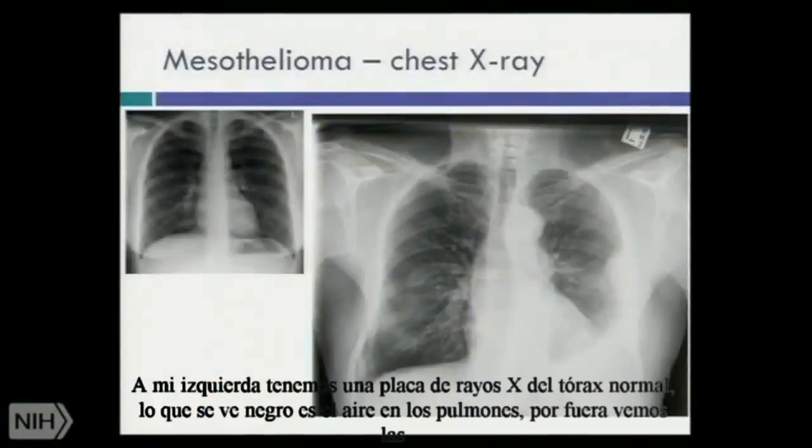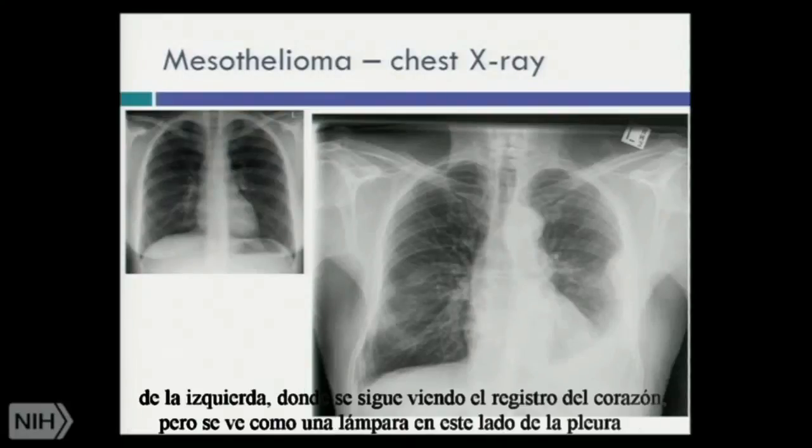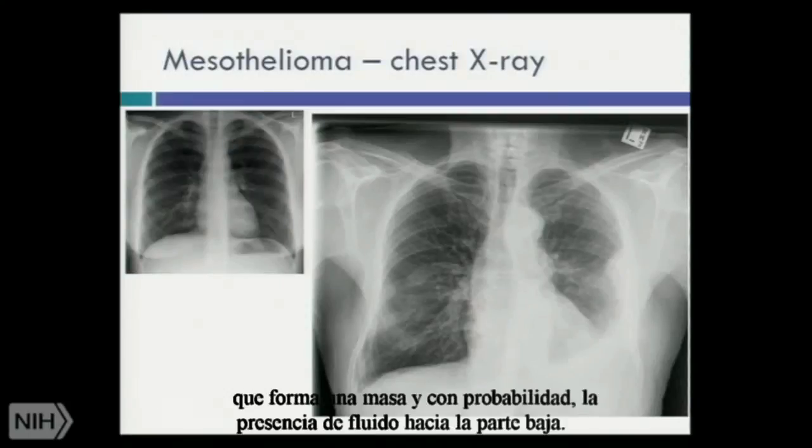So on the left here is a normal chest x-ray. The black is the air in the lungs. Around the outside we see the ribs. There's your backbone there, and the heart is that blob in the middle. In somebody with mesothelioma, this is the left-hand side. We're still seeing the blob of the heart, but we're also seeing a lump on the side here on the pleura, and that's a tumour mass, and probably some fluid down the bottom.